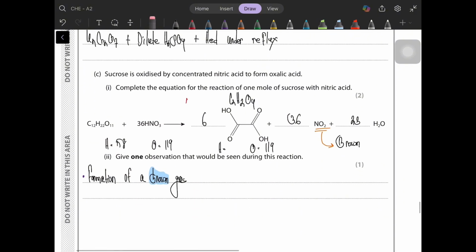Okay, give one observation, right? NO2 is formed, that is a brown gas. By default you should know the color of nitrogen dioxide.